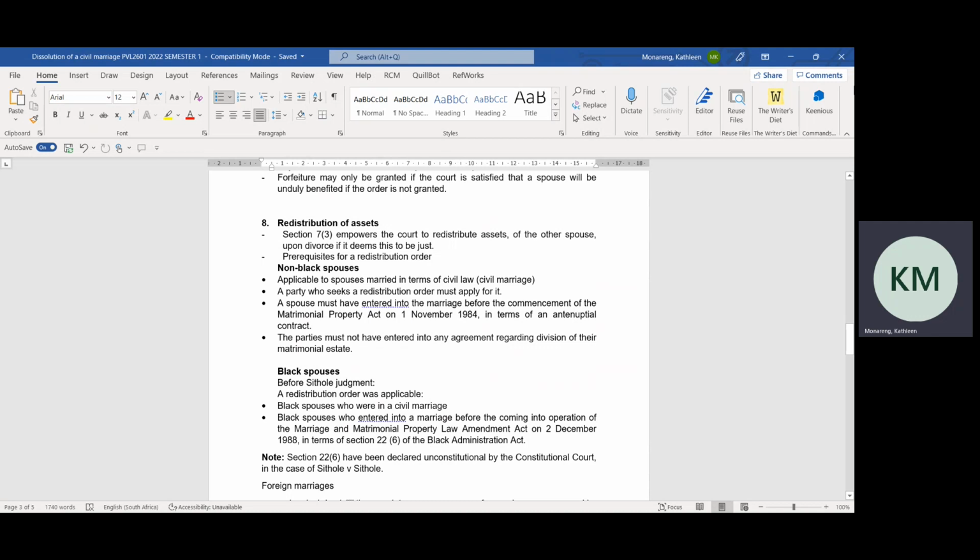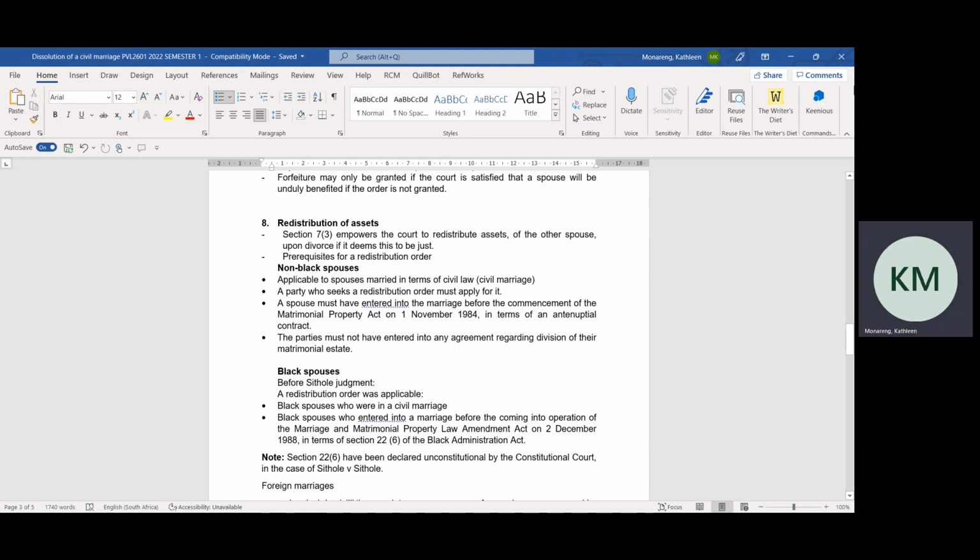Then, with Black people, there has been a recent legal development which was brought in by the Constitutional Court in the case of Sithole versus Sithole. But before I talk about Sithole versus Sithole, it is important to note that for Black people, redistribution of assets was applicable, or they could request the court to redistribute assets, if the parties entered into a marriage before 2 December 1988, that is before the coming into operation of the Marriage and Matrimonial Property Law Amendment Act, and the parties were married in terms of Section 22(6) of the Black Administration Act.